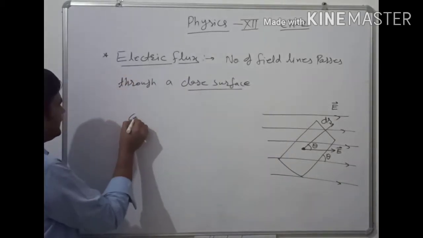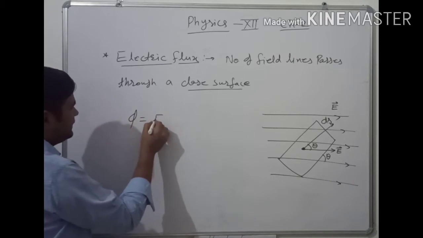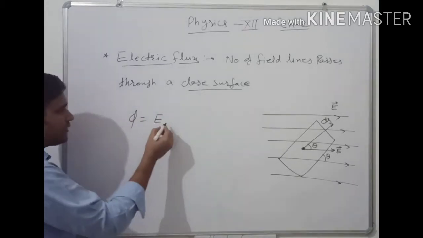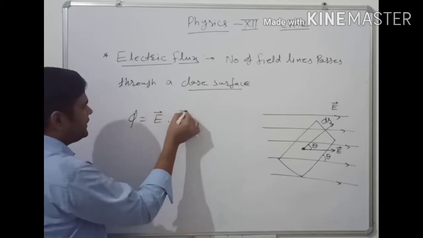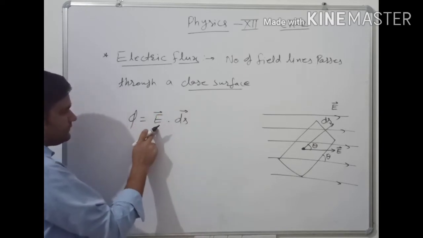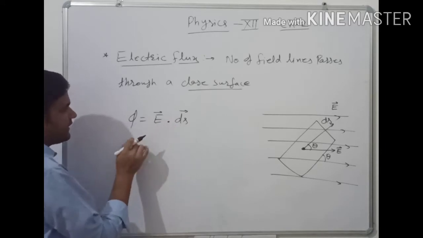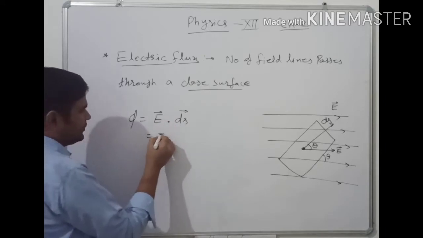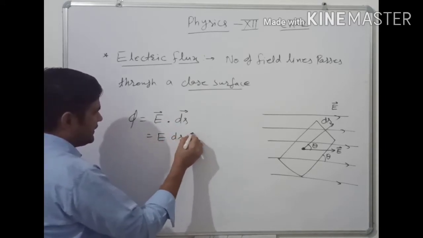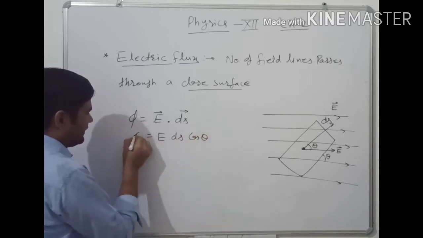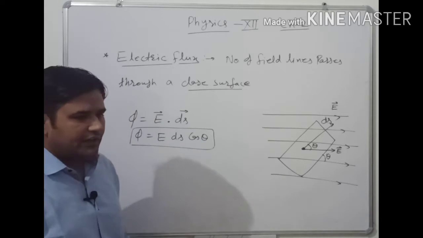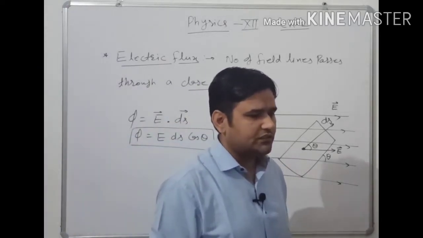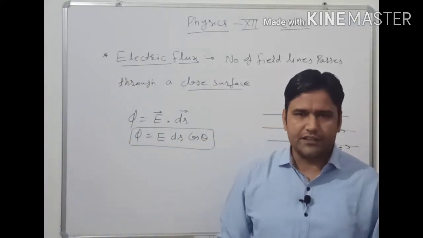Now we are just to be formulating the electric flux. It is to be represented by phi. It is written down in terms of E dot ds. It is to be the dot product between two vectors. It is also to be written down in terms of E ds cos theta. Clear? It is to be the formulation of the electric flux phi, and it is to be related to the closed surface. Is it clear?